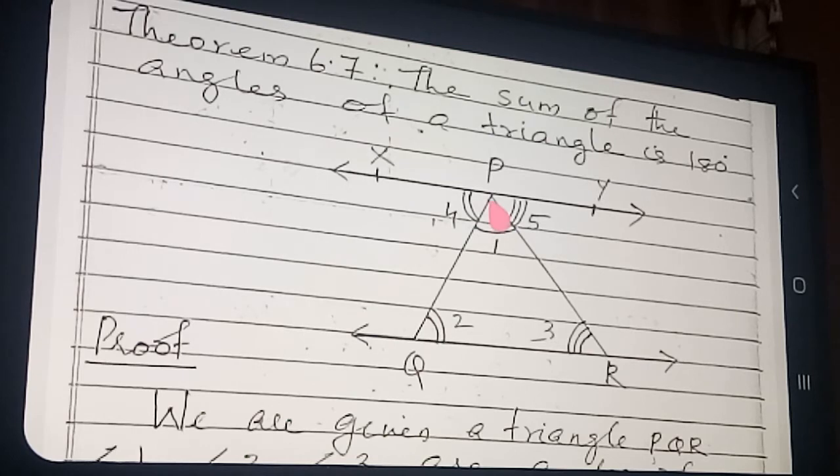So which is your triangle? Triangle PQR. Which are the angles of triangle PQR? Angle P, angle Q and angle R. Angle P we have given the number 1, angle Q the number 2, angle R the number 3. In short, we want to prove that angle 1 plus angle 2 plus angle 3 is equal to 180. Clear? Okay. So, how we prove it, you listen.